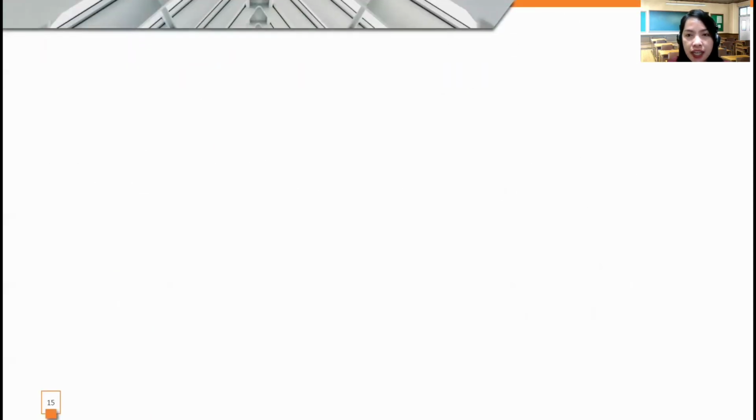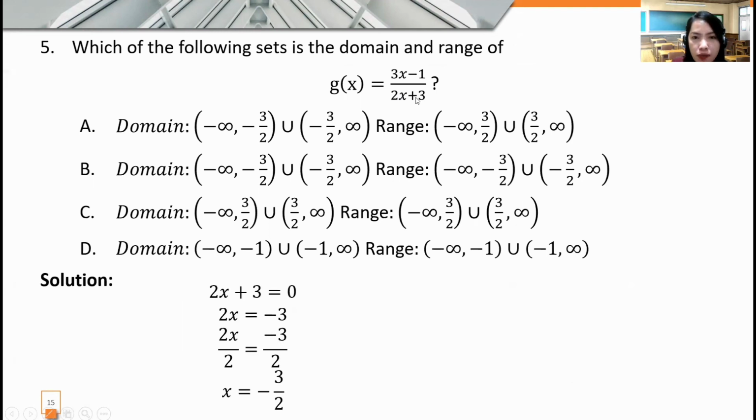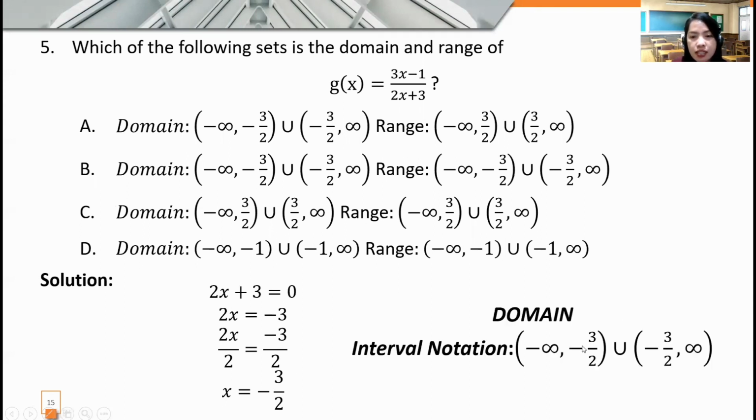And number 5, we have the domain and range of the given functions. You have to get first the domain by getting the denominator of the function, that is 2x plus 3, equate that to 0. X is equal to negative 3 halves. This is the restriction in the domain. So this is the interval notation, the union of these two sets.